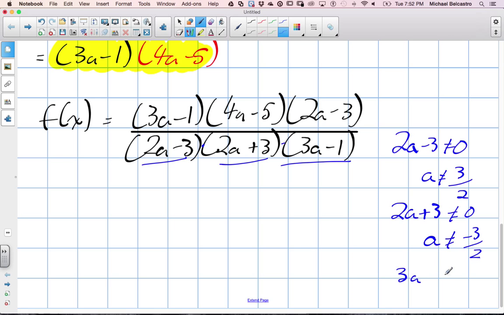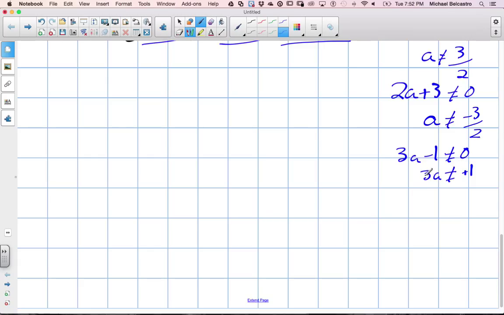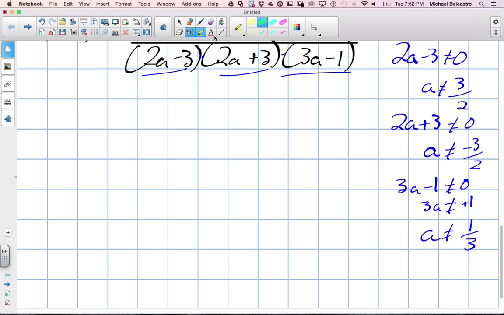3a minus 1 cannot equal 0. So when we bring negative 1 over, it becomes positive. So we get 3a cannot equal positive 1. And then to isolate for a, we divide by 3. So a cannot equal 1 over 3. And those are the same steps I did there. I just sped up the thing, okay? So these three are our restrictions. A cannot be 3 over 2, so 1.5, negative 1.5, and 0.6 repeated. And those three won't work.